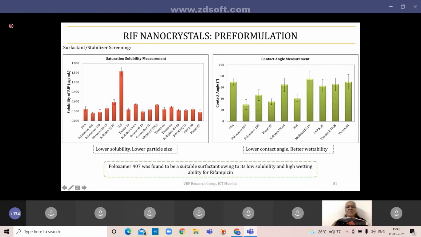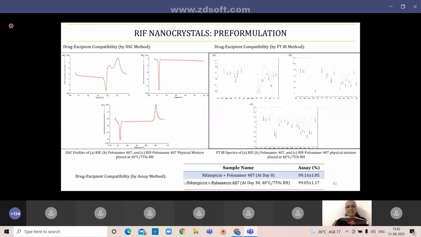So very systematically, we started with making rifampicin nanocrystals, looked at solubility, of course, and looked at contact angle measurements also. We always do this side by side. When we are looking at saturation solubility and you are looking at nanocrystals, you do not want the drug to be highly solubilized. So what people do, the mistake is, SLS is showing solubility, let me pick this for my nano formulation. Don't do that. In fact, you have to pick a surfactant or a stabilizer in which it shows least solubility and, of course, lower size.